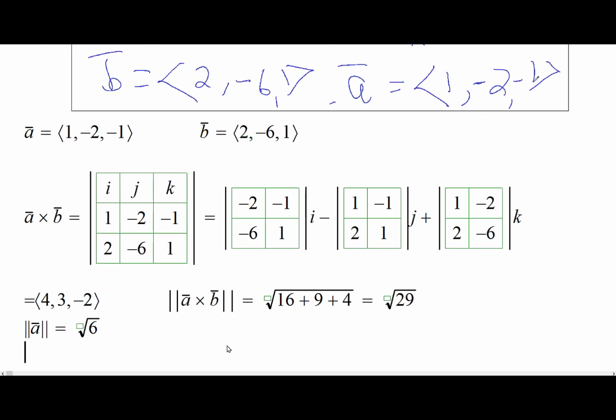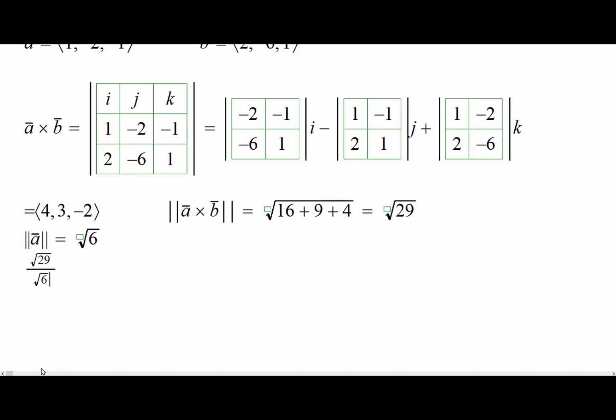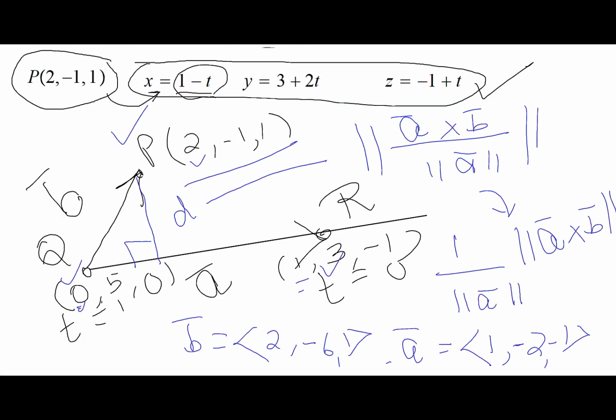So the perpendicular distance that we would like here would be the square root of 29 over the square root of 6. If I didn't make any mistake in arithmetic or algebra in my calculation, let me know if I did. All right, so this is the distance that we want. Let me know if you have any questions.